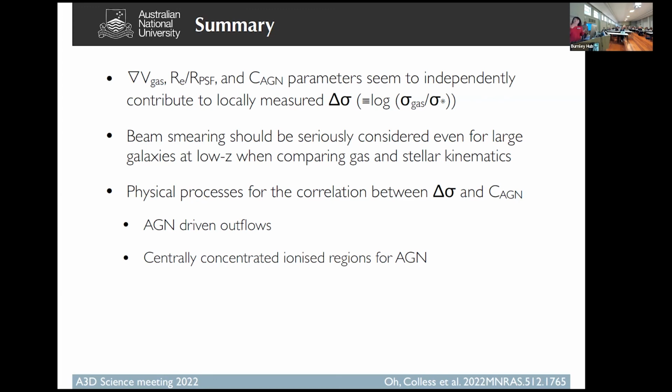And also the centrally concentrated emission line from AGN may also contribute to the relation between the delta sigma and the CAGN. So yeah, that's it.